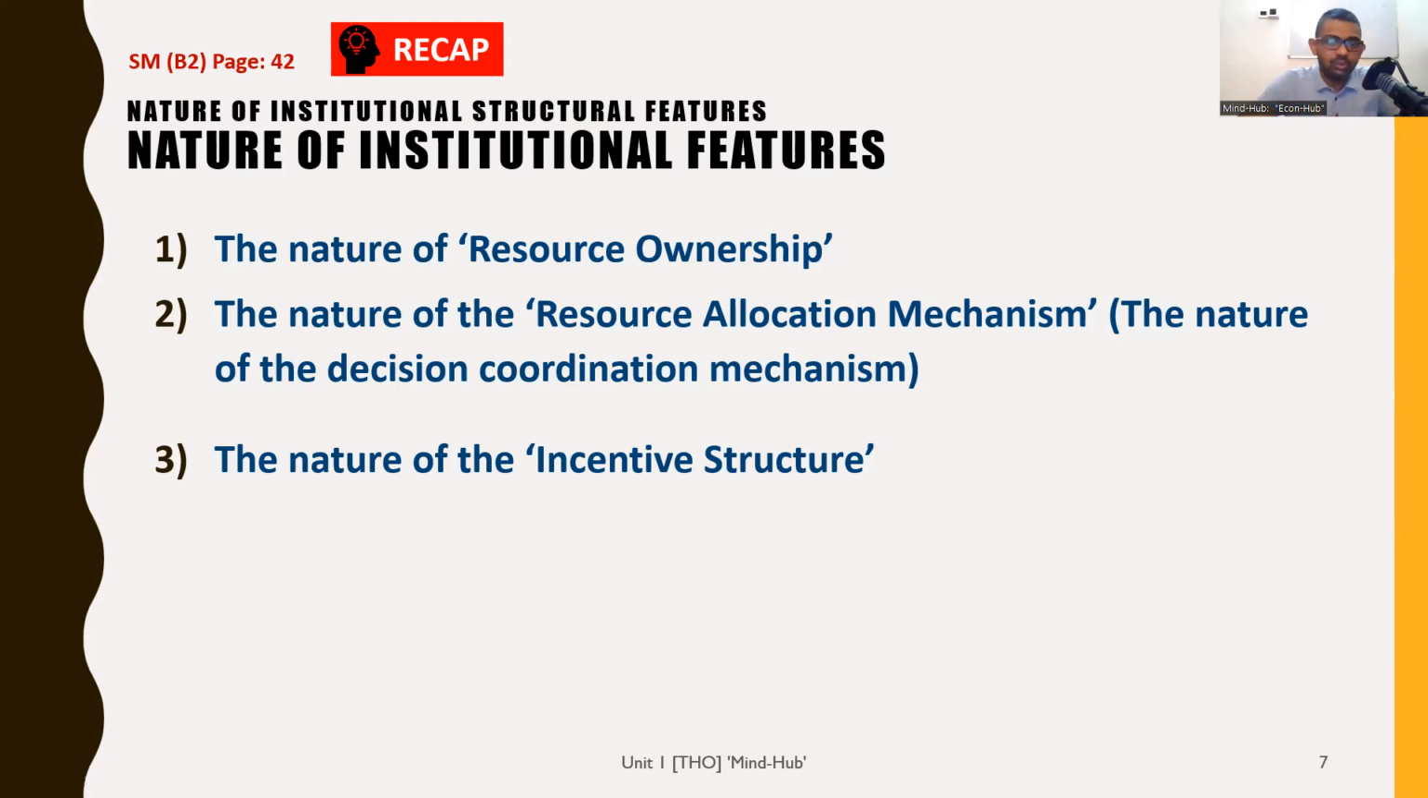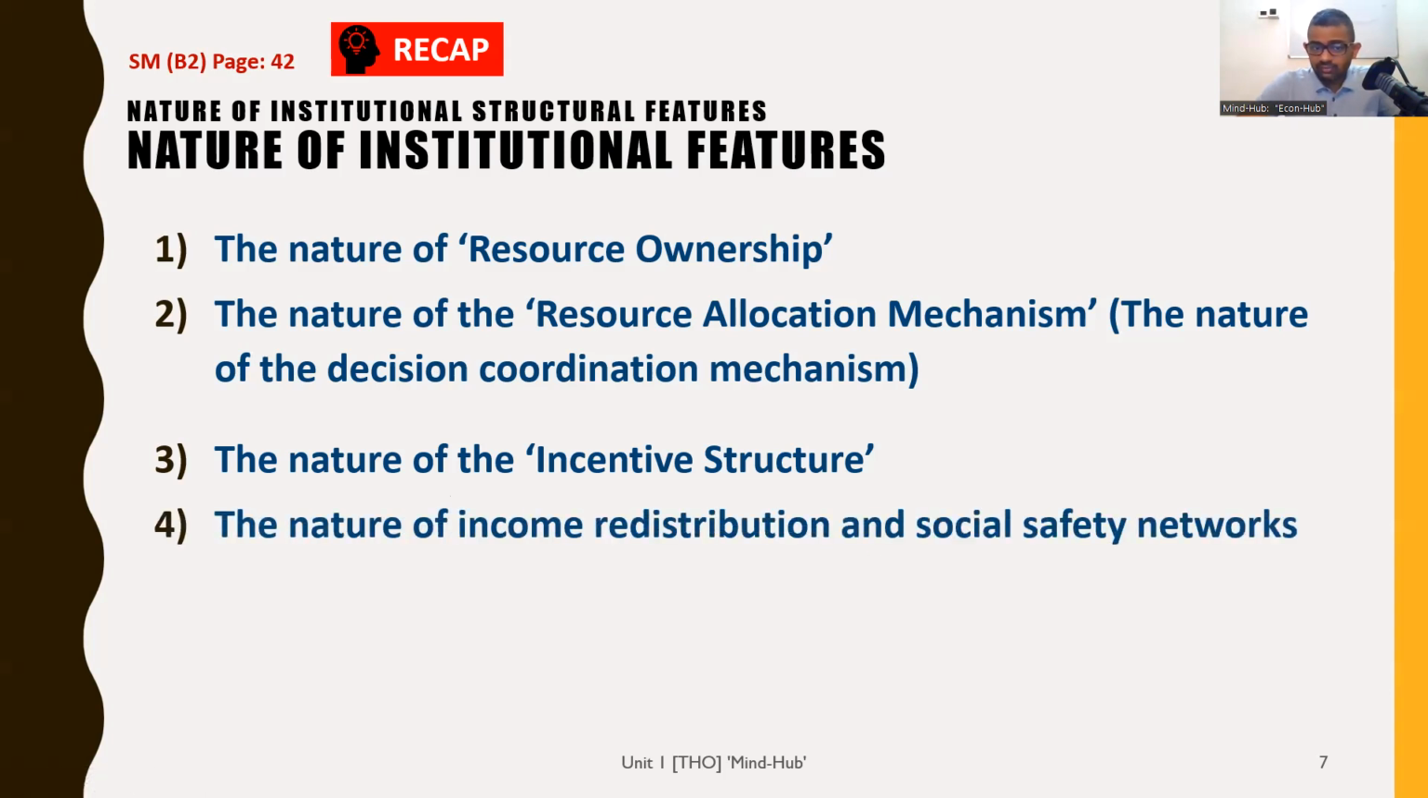I'll explain this a bit more, and you will understand. For now, the only thing I wanted from last week's learning is for you to know solidly that there are five institutional features within every economic system. As long as you can remember the five for now, we are okay. Then number four, we looked at the nature of income redistribution and the social safety networks, and then politics and ideologies.